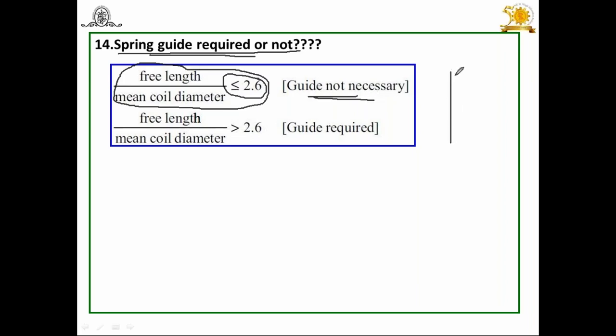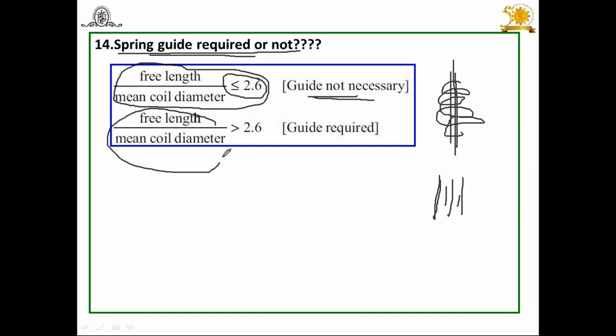Guide means, you know very well, suppose in a suspension system there is a damper and here is the spring. That means the spring is guided here at the middle. Try to understand. Sometimes in some hollow cylindrical part, the spring is inserted and it guides the spring. That is, whether a guide is required or not. And if this ratio of free length to mean coil diameter is greater than 2.6, a guide is required. You have to decide whether a guide is required or not.